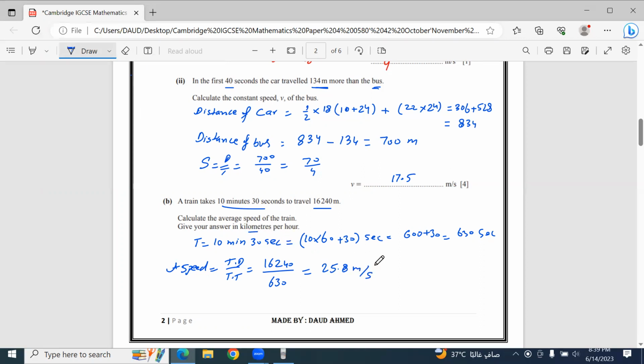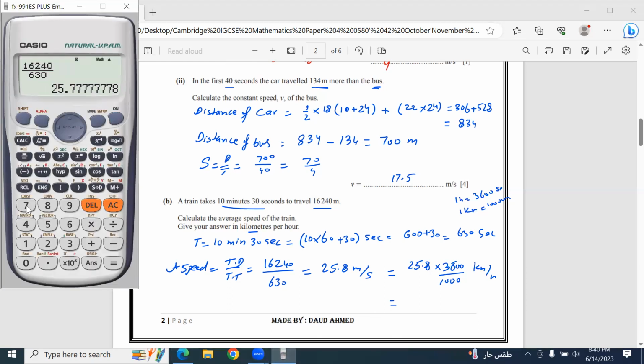They want us to answer in kilometers per hour. So how to change meters per second to kilometers per hour? It is 25.8 multiplied by 3,600 over 1,000. Now it is in kilometers per hour. Remember that 1 hour equals 3,600 seconds, and 1 kilometer is 1,000 meters. After this, you can check in the calculator. I just skipped one step, where I write the second step to change into the reciprocal.